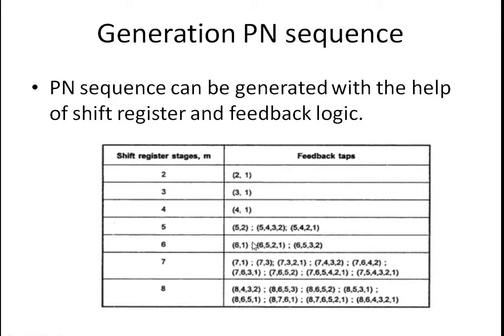How to generate the PN sequence? PN sequence can be generated with the help of a shift register and feedback logic. So this is the length of the shift register. If the number of flip-flops in the shift register is 2, we have to choose 2, 1 as the feedback taps. If m equals 3, we choose 3, 1. If m equals 4, we choose 4, 1. If m equals 5, we choose either 5, 2 or 5, 4, 3, 2 or 5, 4, 2, 1. Similarly for 6, 7 and 8.